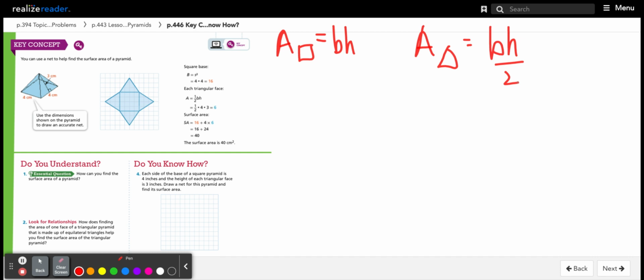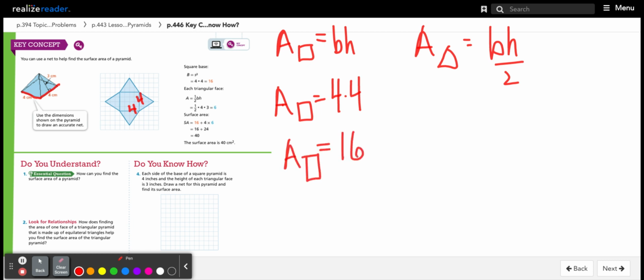So now we have to figure out what is the base of the square. So I can look in the picture of the shape, or I can look at the net and I can count the boxes here. 1, 2, 3, 4. So I have a base of 4 and a height of 4. So the area of the square will be what? The area of the square is 4 times 4. The area of the square is 16 centimeters squared.